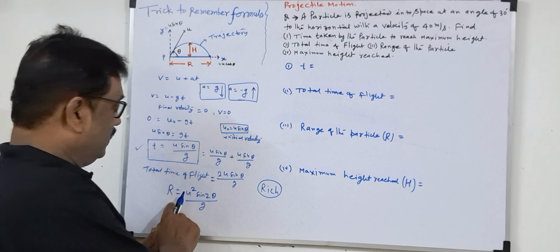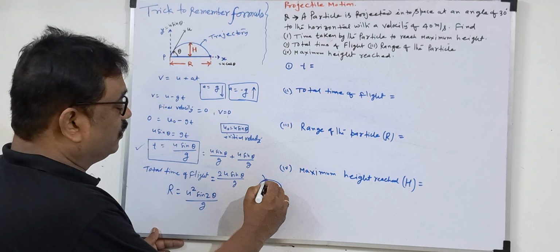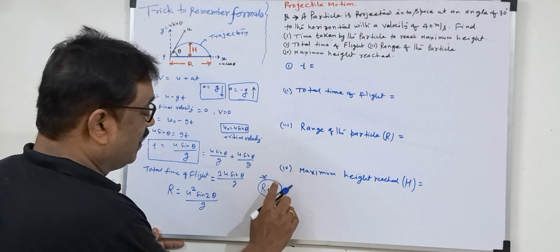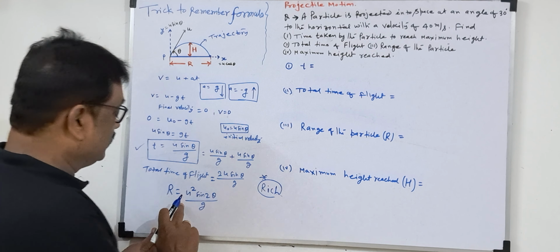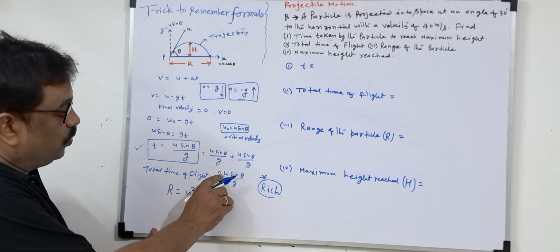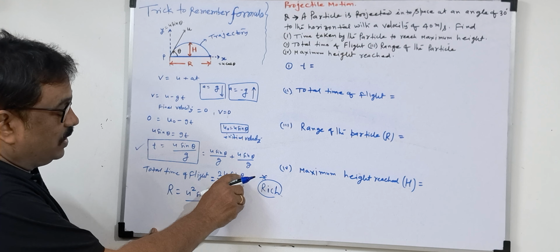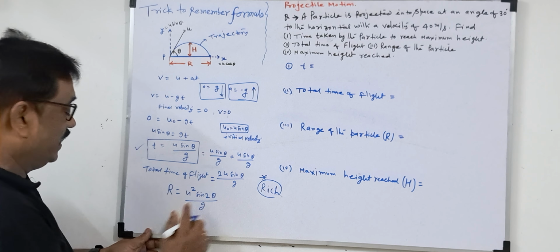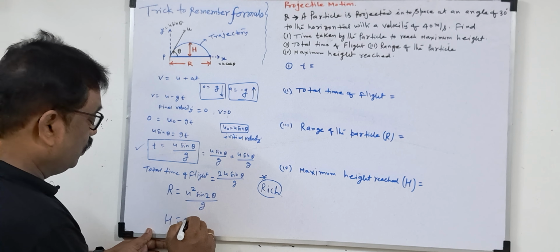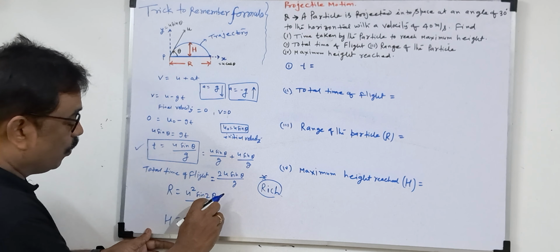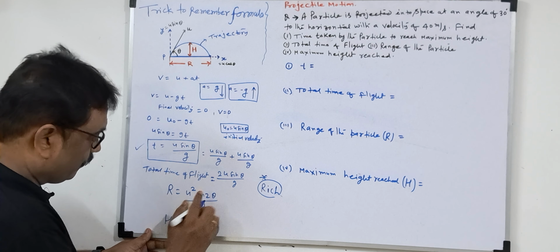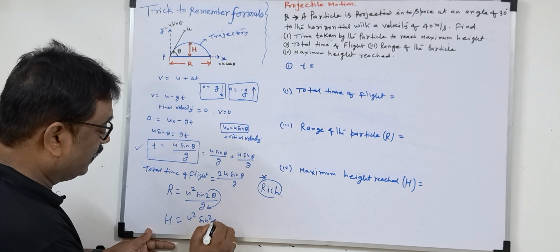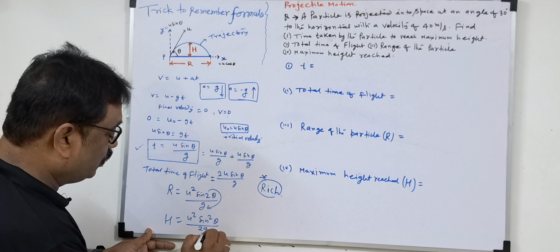Now first, range. Why range? Because you have to remember this word reach. So H is height, R is range. So first range. Now what is this? U coming to the 2 theta, so this jumps to the u: u square sine 2 theta by g. Then for H, u square as it is. Now this 2 becomes the denominator here. So what will be there? Sine square theta by 2g.